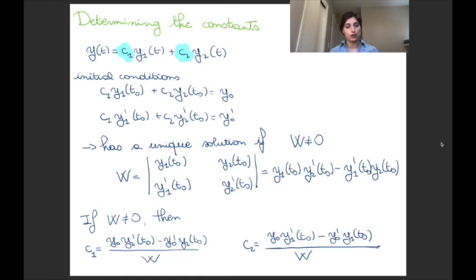We can actually write them explicitly. C1 is y0 times y2 prime computed at t0, minus y0 prime times y2 computed at t0, divided by capital W. And C2 has a similar structure. We just replace y2 by y1. You don't have to learn these two equations for C1 and C2 by heart, but you need to know that there is this determinant W that needs to be different than 0. And we're going to look a bit deeper into this topic.